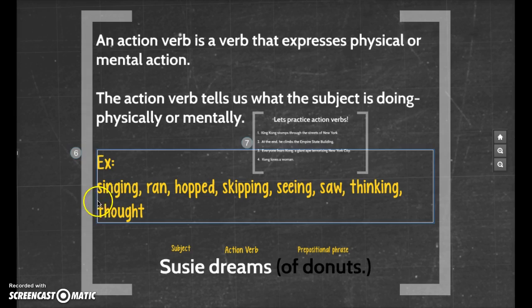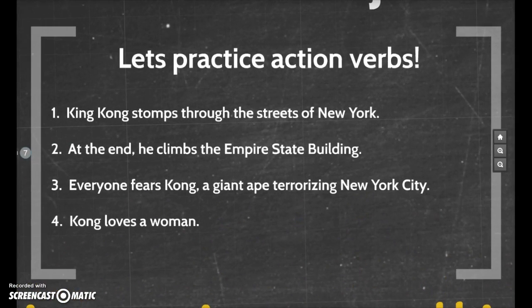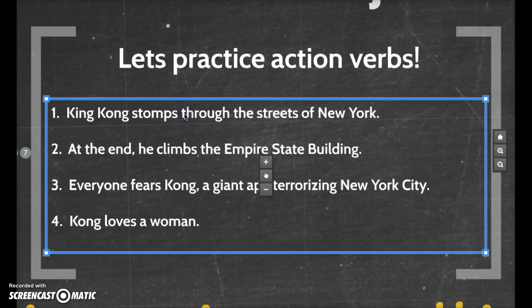Now let's go ahead and do some practice ones. And on your notes, you want to follow along. So we have the first one. It says, King Kong stomps through the streets of New York. So just like in the last example, I want you to go ahead and identify any prepositional phrases that you see. Now I'm noticing that I have a couple in this first one.